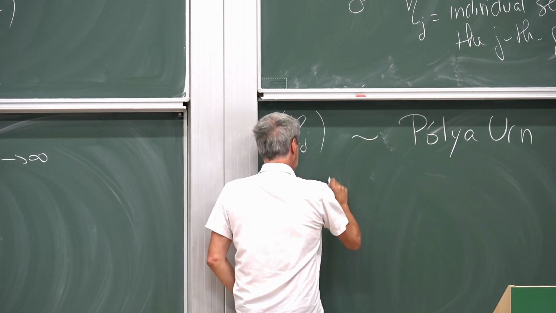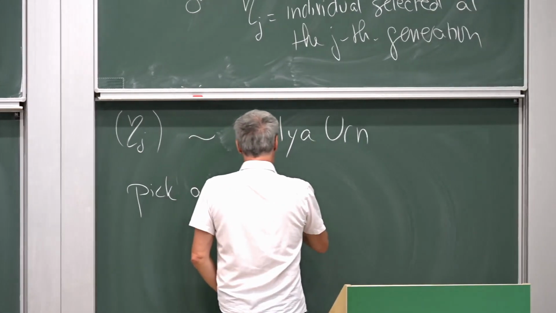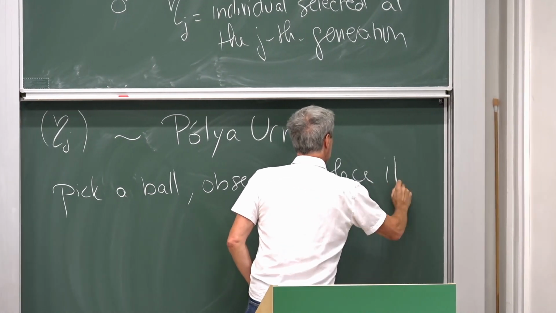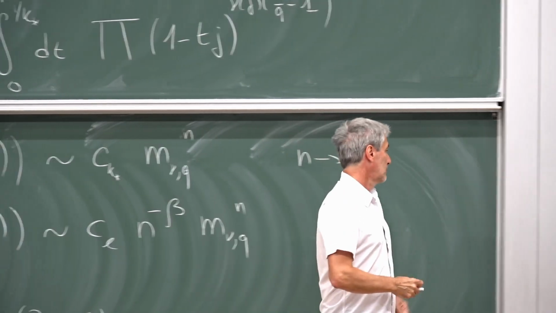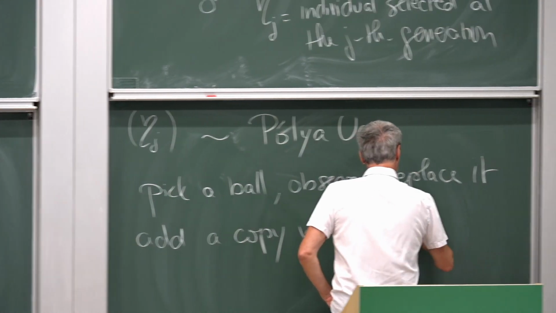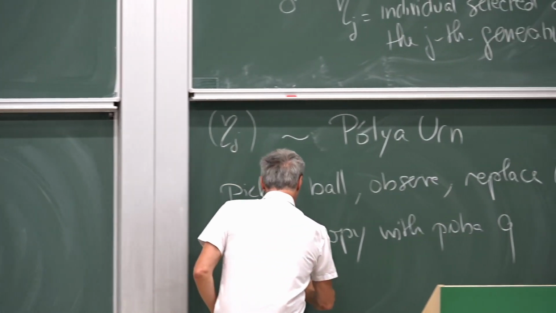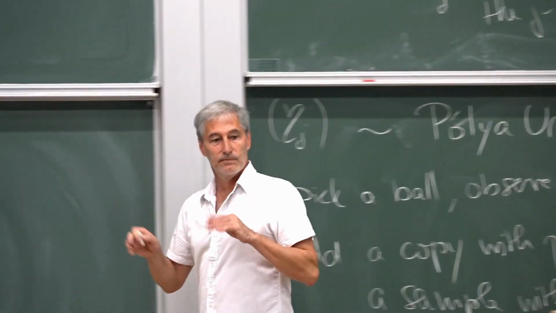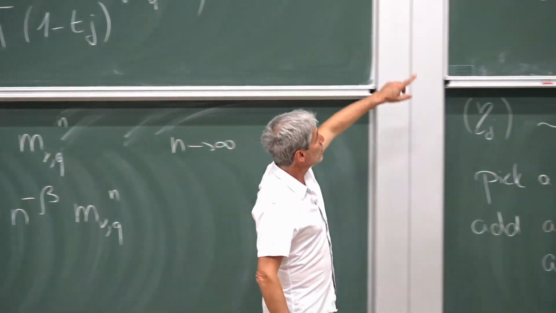And then you pick a ball of the urn, you observe it, and you replace it into the urn, and you add with probability q a copy of that ball. So that's a reinforcement step. And otherwise, you put a random sample of your reproduction rule. Okay, so I hope that it's clear. We are just repeating the dynamics of the process. And therefore, you have a formula above.